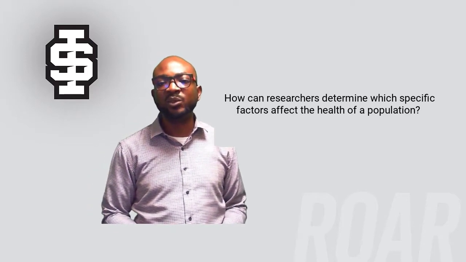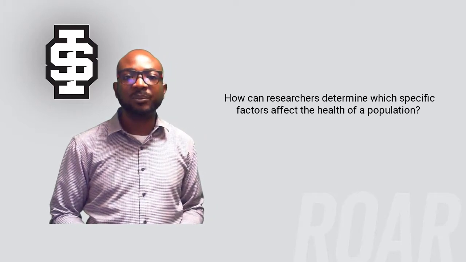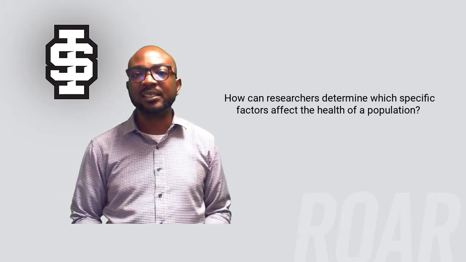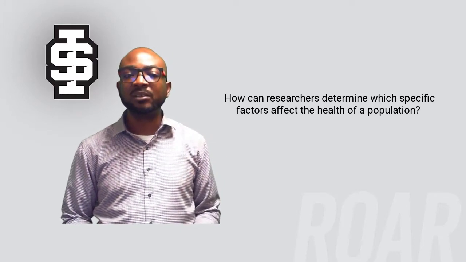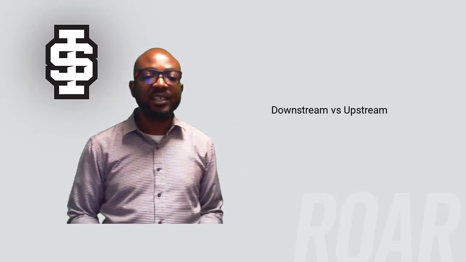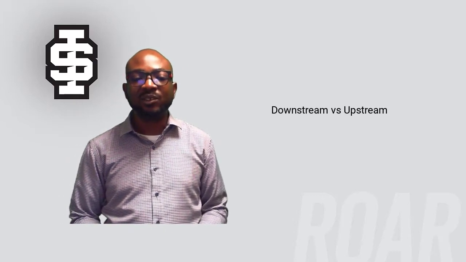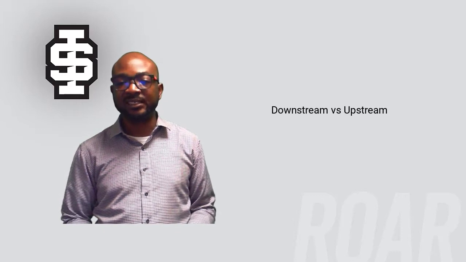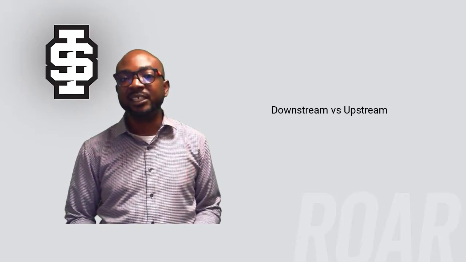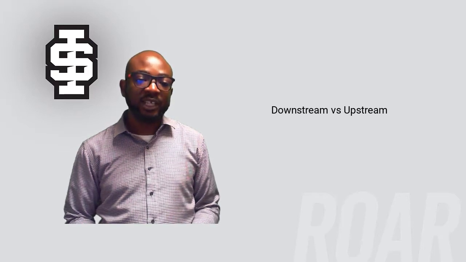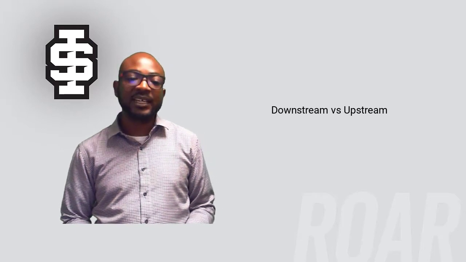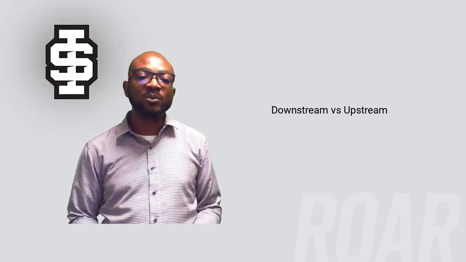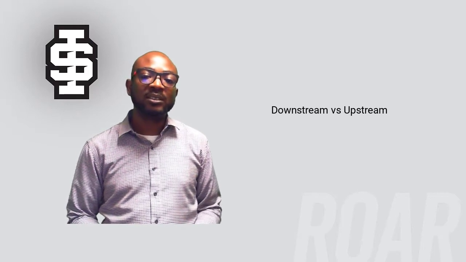How can researchers determine which specific factors affect the health of a population? One way is to examine things from a population perspective. With the population perspective, we look at both proximal and distal factors. Proximal factors or downstream health factors are micro-level factors that include physiological and biological factors such as genetic makeup, age, ethnicity, gender, and immune status. Downstream determinants typically are related to illness and disease. Risk factors that cannot be changed can be used to identify groups of people at increased risk and to develop targeted interventions.